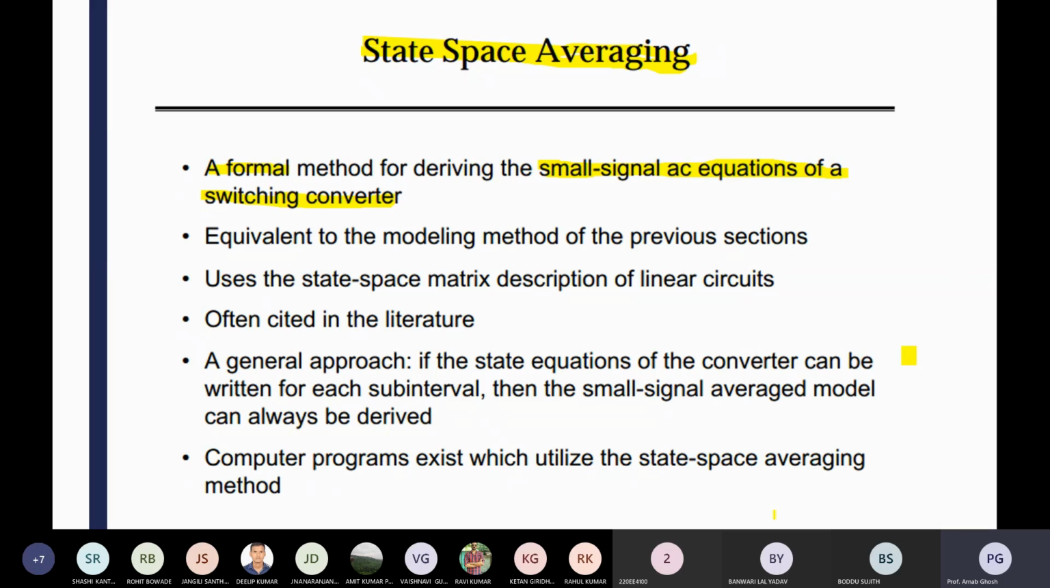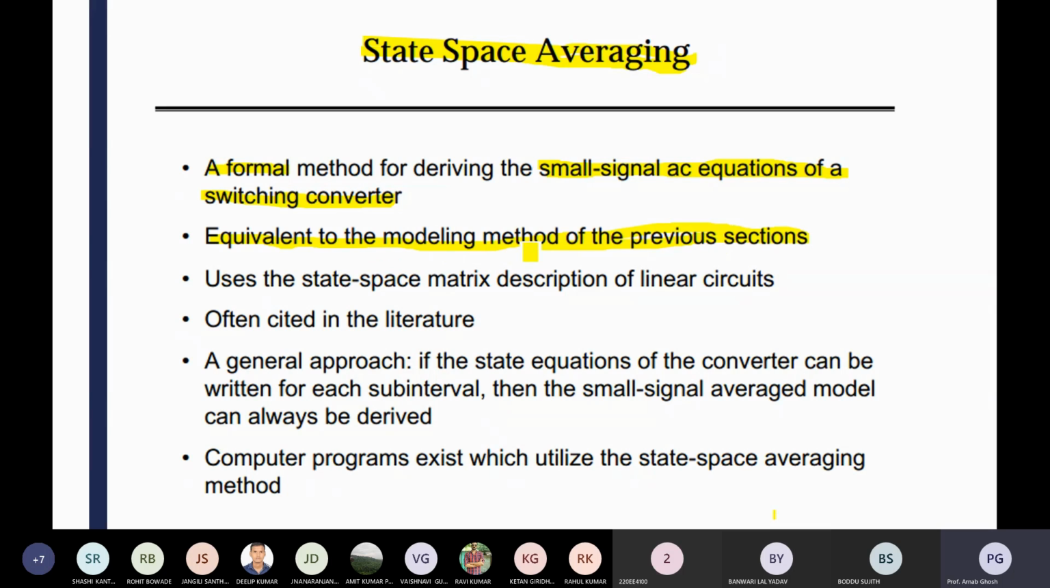Finally you have a set of equations for the on condition, then the off condition, then you average the states, and finally you get a transfer function that comes from your AC equations. That's the basic motivation for the state space averaging method. Then we get the equivalent modeling. What is the next one? The equivalent modeling method.